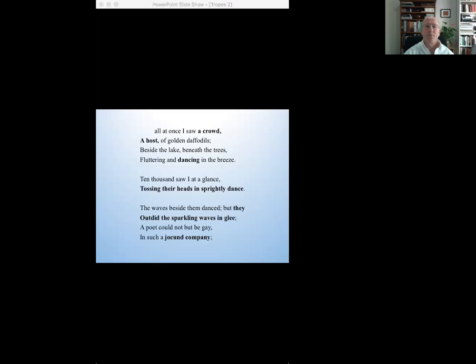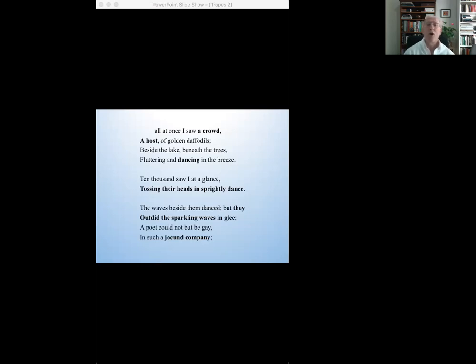So Wordsworth is using words which are usually used to refer to or describe large groups of people, and people moving to music and enjoying themselves, in order to talk about something else, flowers and waves. And that means we have a tropological description of the flowers. What trope is it?